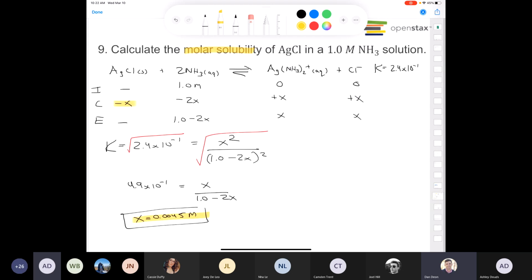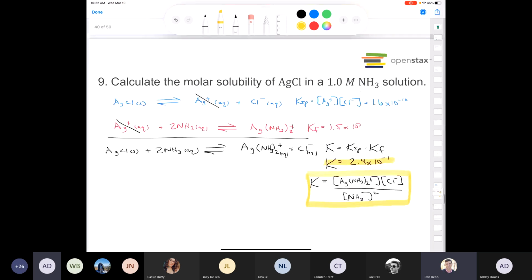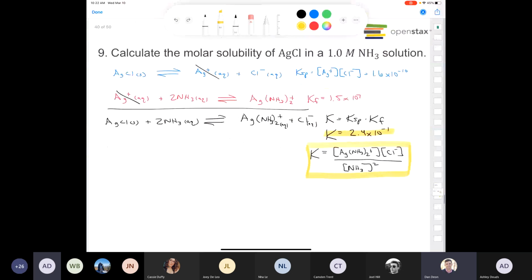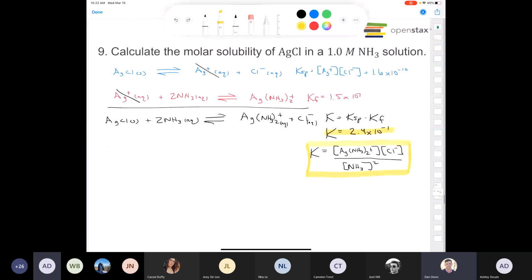So you can see that it's a lot more than would dissolve if you just used the KSP. If you don't believe me, you can check it out, and you can see that it's a lot higher now. So what did we do? We had to couple these two equilibrium expressions together to get overall what happens when you put silver chloride in ammonia. Well, we figured that out. You get the coordination complex plus the chloride ion. We figured out what the new K is. The K is a lot higher than the KSP of silver chloride itself. That gives you a pretty darn good hint that you're on the right track, right?